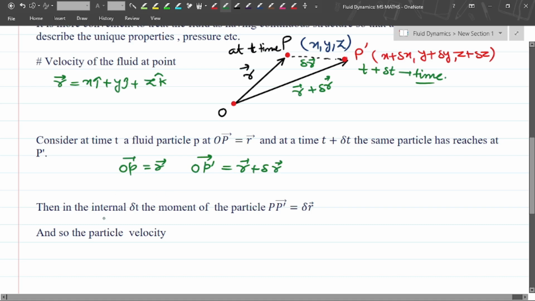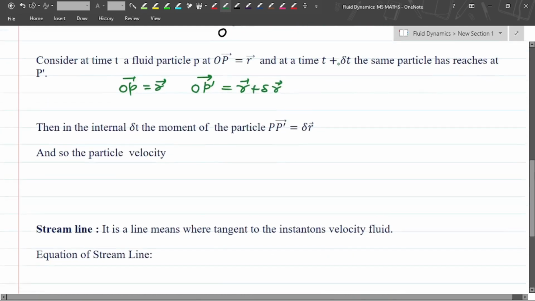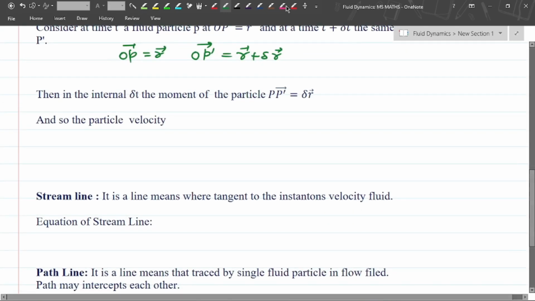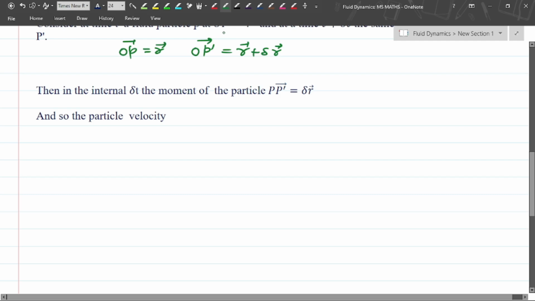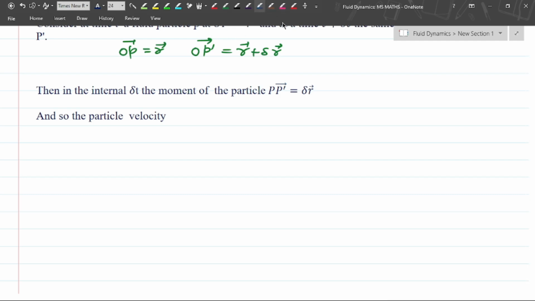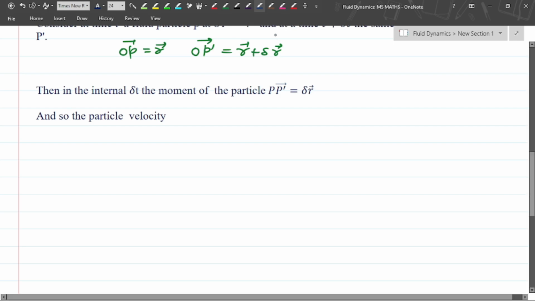Then in the interval delta t, the movement of the particle from P to P dash. So what is the vector PP dash? It is nothing but del r vector. And the particle velocity, we know what the velocity is: it is the change in the position, or the displacement, with time. So how can we define that?